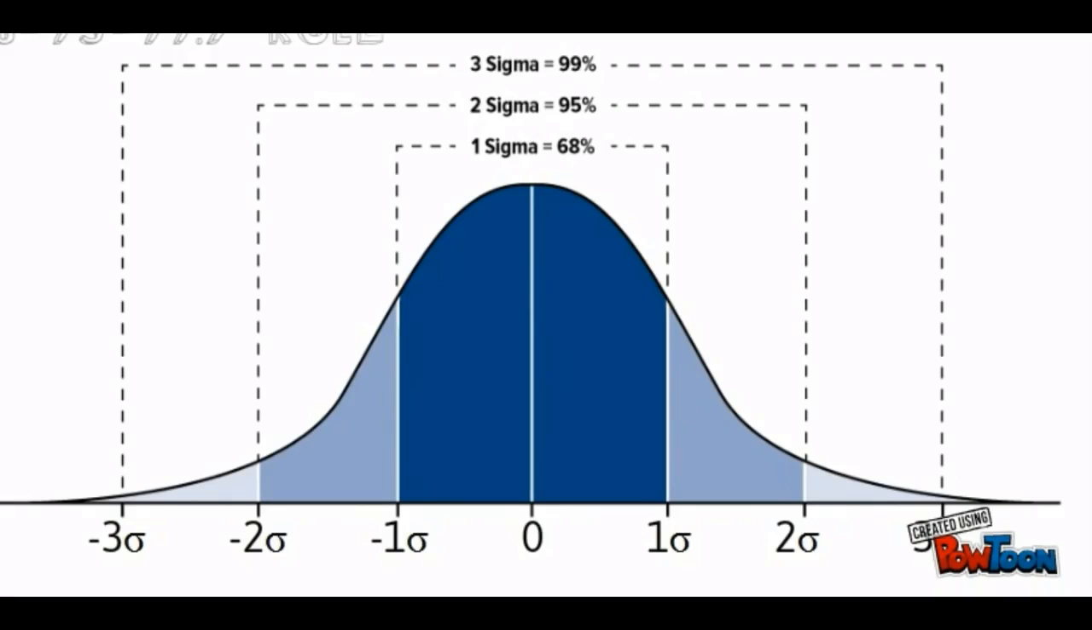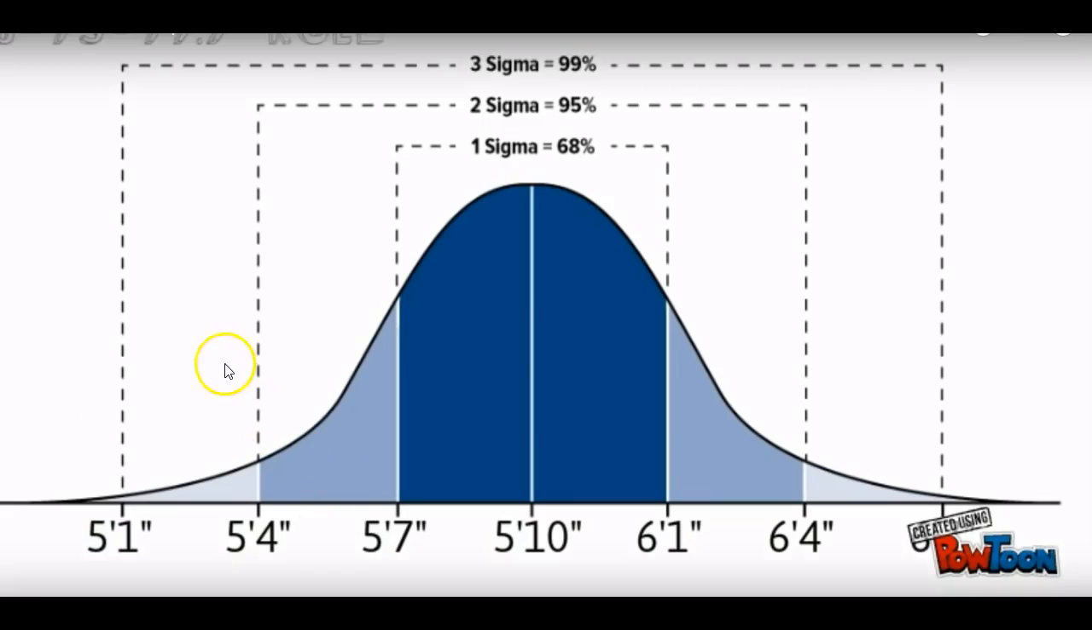The average height of an American adult male is 5'10", with a standard deviation of 3 inches. Using the 68, 95, 99.7 rule, this means that 68% of American men are 5'10", plus or minus 3 inches. 95% of American men are 5'10", plus or minus 6 inches, and 99.7% of American men are 5'10", plus or minus 9 inches.